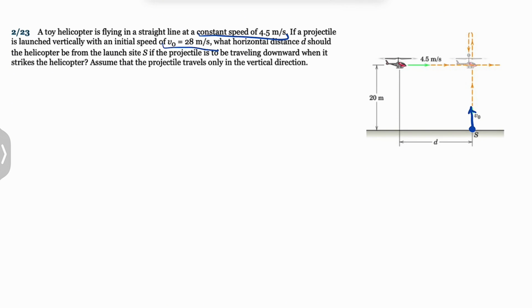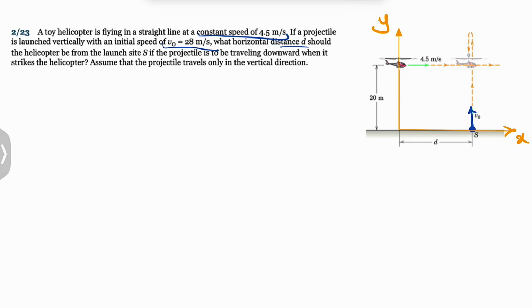So the projectile right here is going to go up, and the question is asking us what horizontal distance d should the helicopter be from the launch site S, so that the projectile is traveling downward when it strikes the helicopter. And we can assume the projectile travels only in the vertical direction, so no movement in the horizontal. Let's just show the origin and the x and y axes. Let's call this one our y and this one our x.